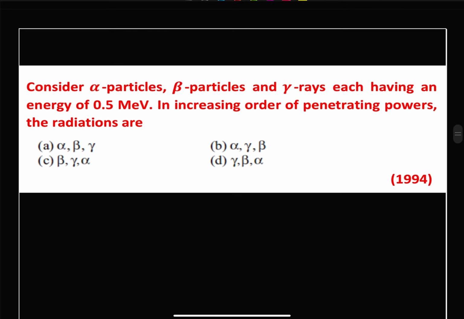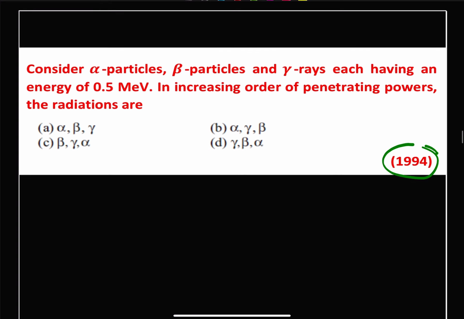Next question. It was asked in the year 1994, and it states that consider alpha particles, beta particles and gamma rays, each having an energy of 0.5 mega electron volt. In increasing order of penetrating powers, the radiations are.